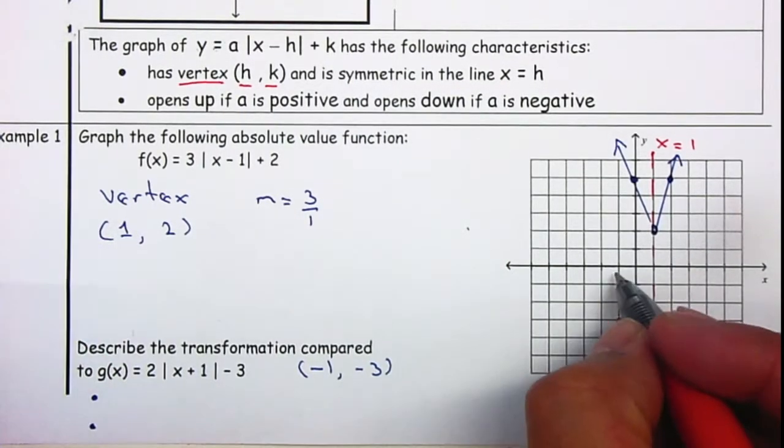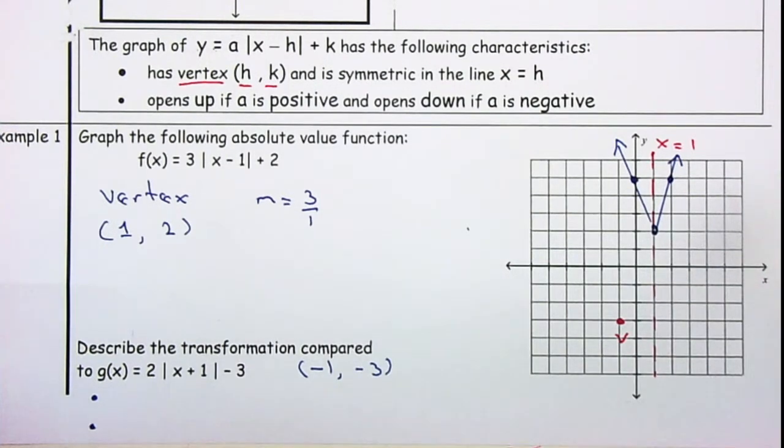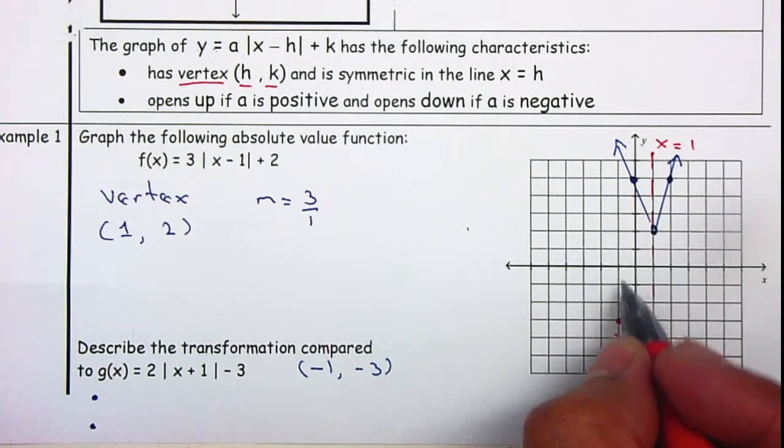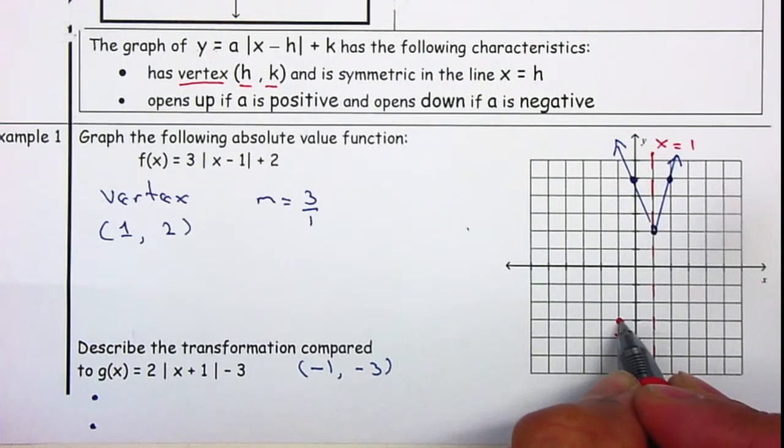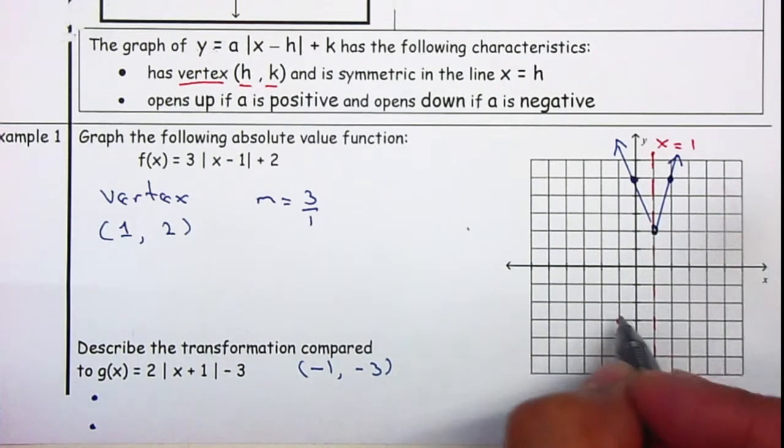So that was -1, -3. So first we need to be able to find the vertex, which is -1, -3. We're going to plot it, -1, -3. And we need to be able to find the transformation. We need to go from the f of x to g of x.